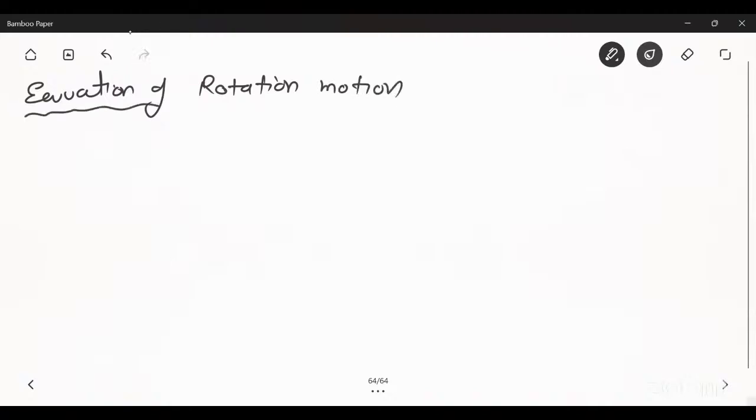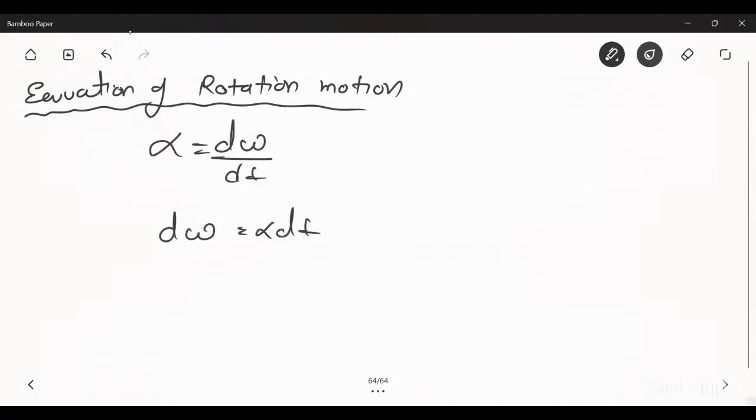Now we come to the equations of rotational motion. We know that alpha is equal to d omega by dt. So d omega equals alpha dt. Now at t equal to 0, omega equals omega naught, that is the initial angular velocity. And at t equal to t, omega equals omega, that is the final velocity.